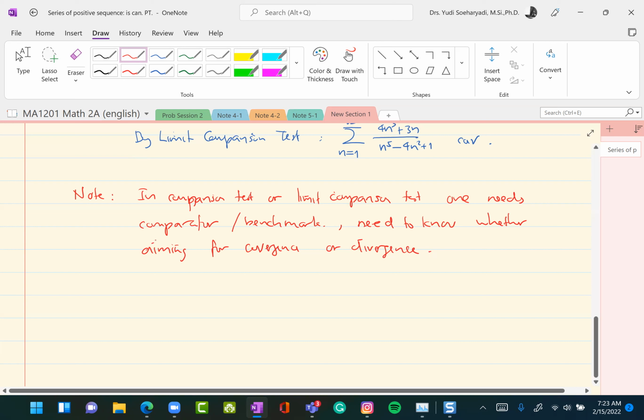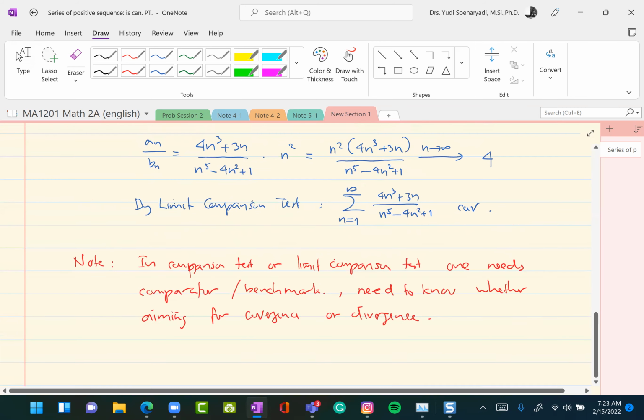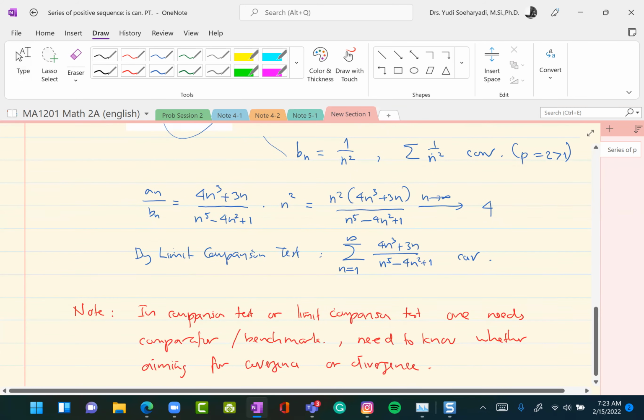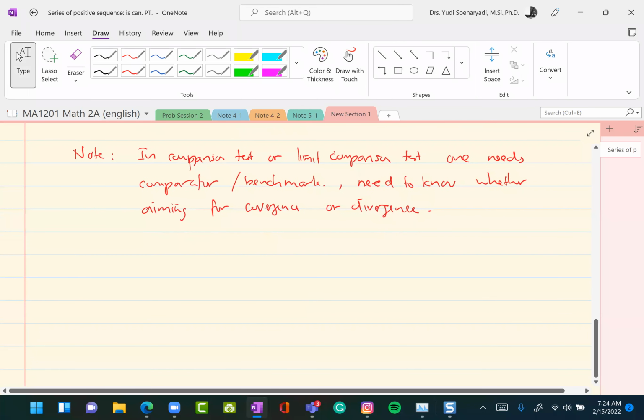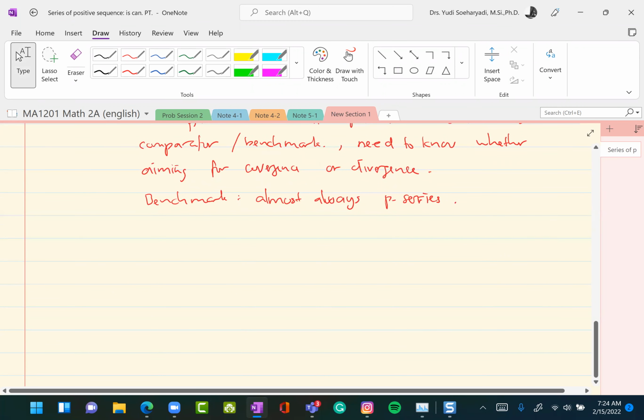So this is the problem of choosing the benchmark. And the benchmark is almost always the P series. Then you have to choose P bigger than 1 or P less than 1. So that's the problem.